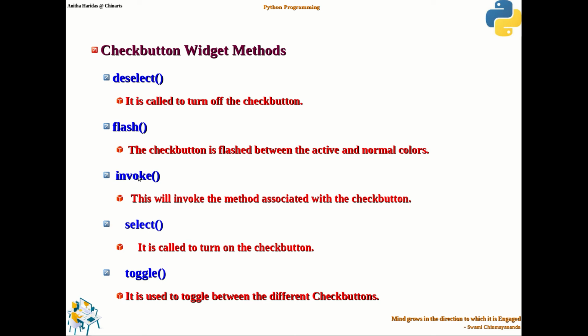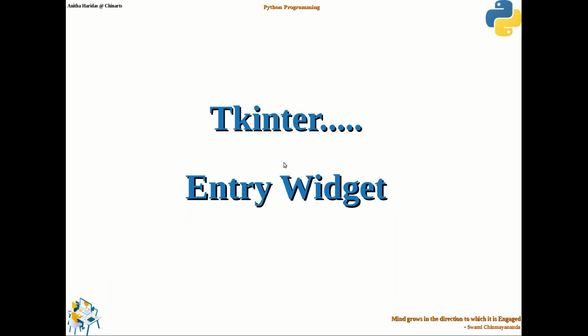Then the invoke method will invoke whichever method is associated with that particular check button. You can invoke it using the invoke method. Then the flash method: the check button is flashed between active and normal colors, right? So it is something like flashing. Then toggle is used for toggling the check button. So if you want to toggle between states, you can use the toggle method. So these are some of the methods available in the check button.